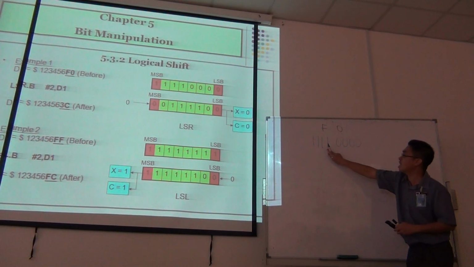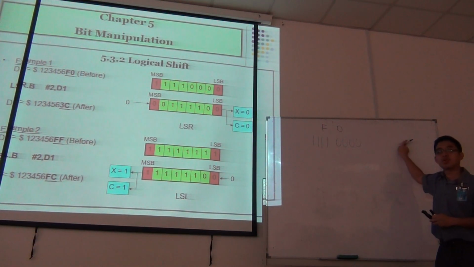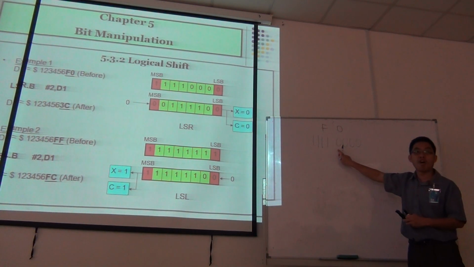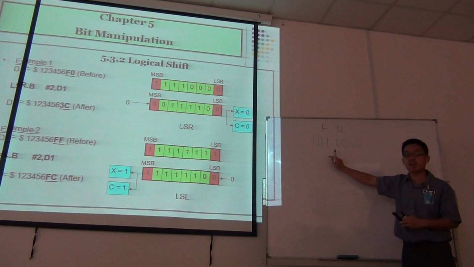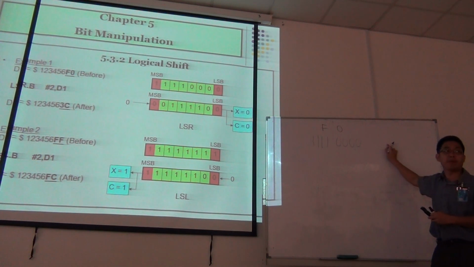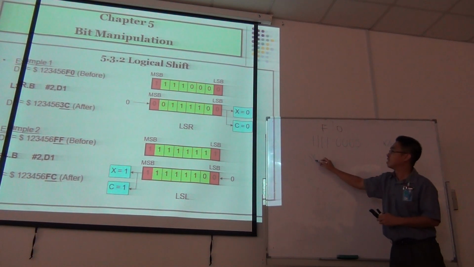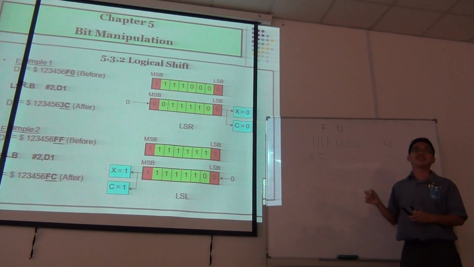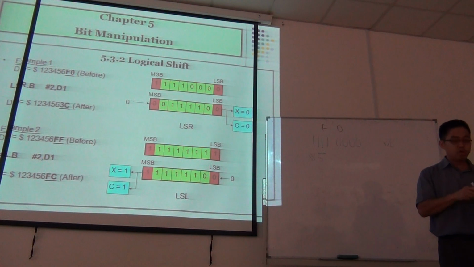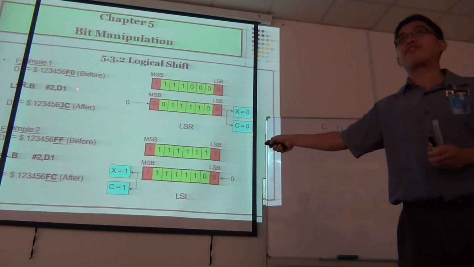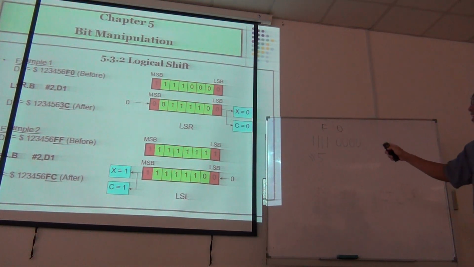To shift this one up to X and C, you have to shift how many times? 1, 2, 3, 4, 5. Correct or not? So 5 times, then we copy over to X and C. So instead of 2, try 5. Instead of 2 shifts only, you change it to 5. You must get X and C equivalent to 1.